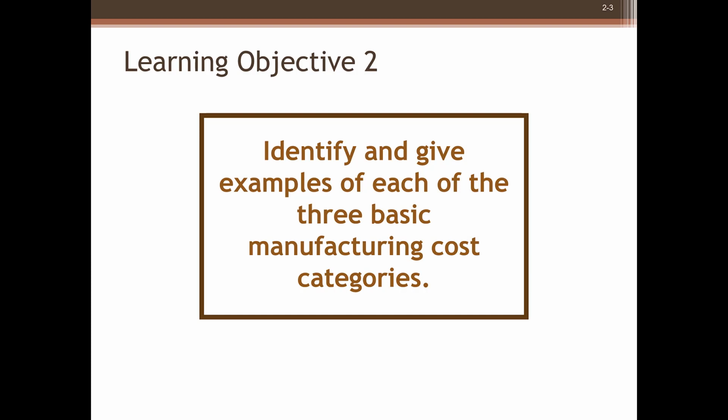Let's first take a look at Learning Objective 2. Identify and give examples of 3 basic manufacturing cost categories. In the US, there are 3 types of companies: merchandising companies, manufacturing companies, and service companies.